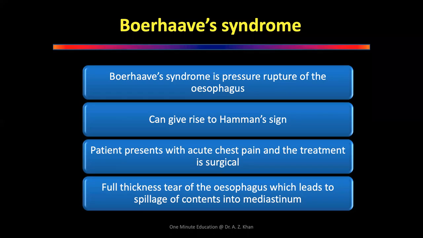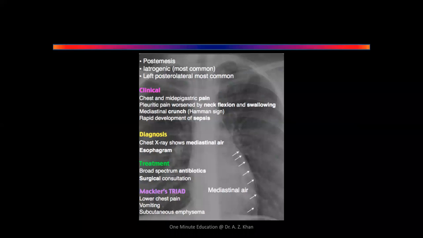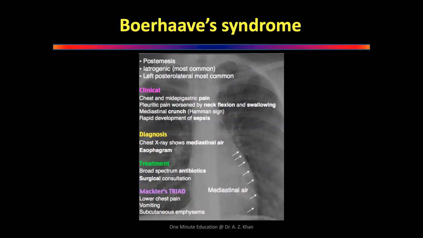Hamman sign is an auscultatory sign. You go to the precordial area and you listen with the stethoscope. And when you listen with the stethoscope, you'll get crackling. And when you hear crackling, that is a classical sign of pneumomediastinum. So this is how it looks like. So these are the few things.